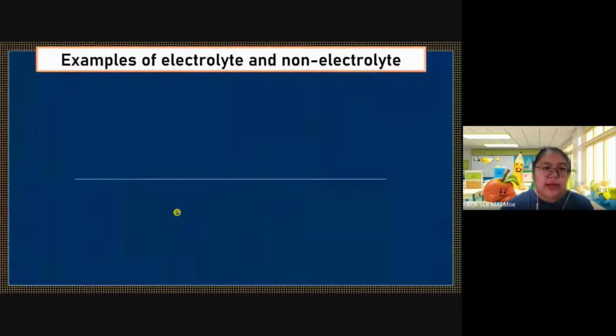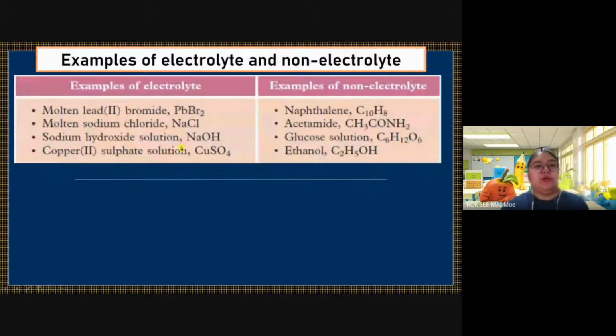The table is like this. For example, you can see the differences: what is the electrolyte and what is the non-electrolyte? Normally for the electrolyte, you can see the name has two parts joined together. You see, molten lead bromide. Lead is one thing, then bromide is another thing. Two materials joined together. So this is normally an electrolyte, because they can separate into positive ions and negative ions.